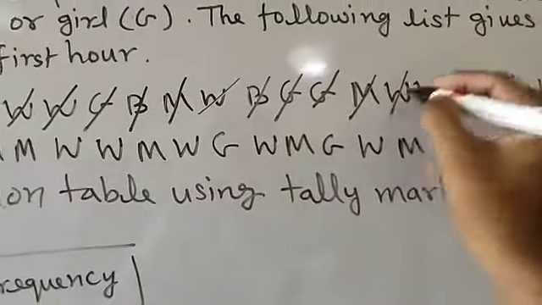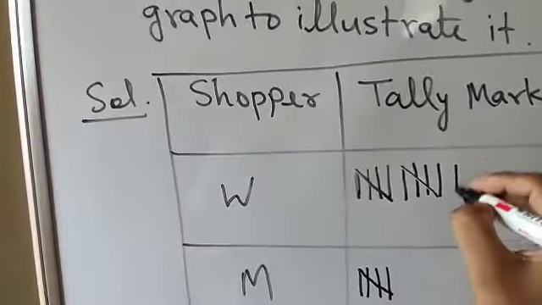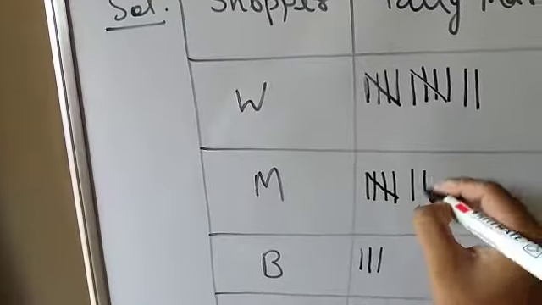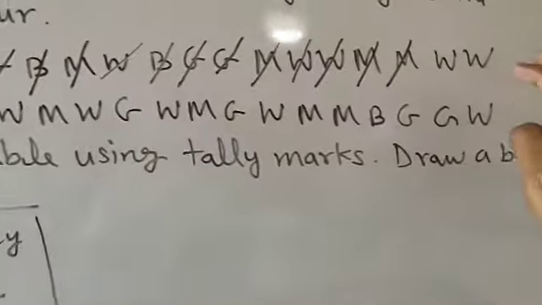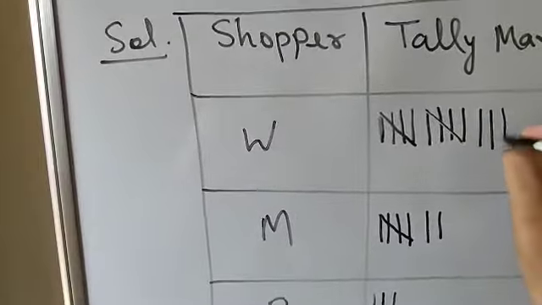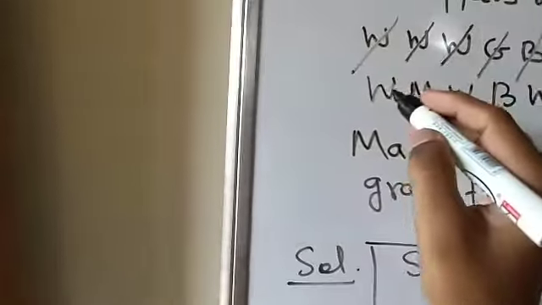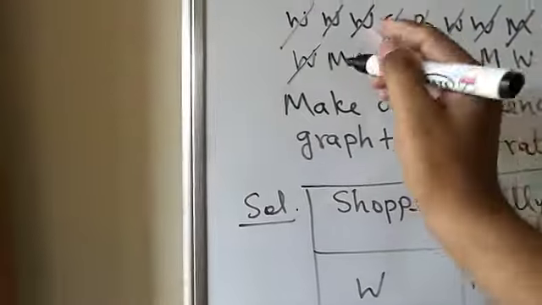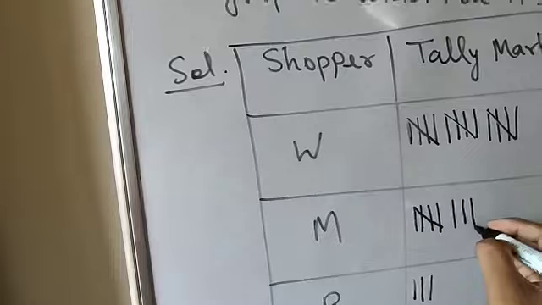Now 2W are there, 1, 2, so here 1, 2. Now 2M are there, so 1, 2, and in the M section 1, 2. Now again 2W, 1, 2, and here you will represent 1, 2. Now again 1W is there, so cut it here like this. Now M, so cut the M, and here you will represent 1 M.